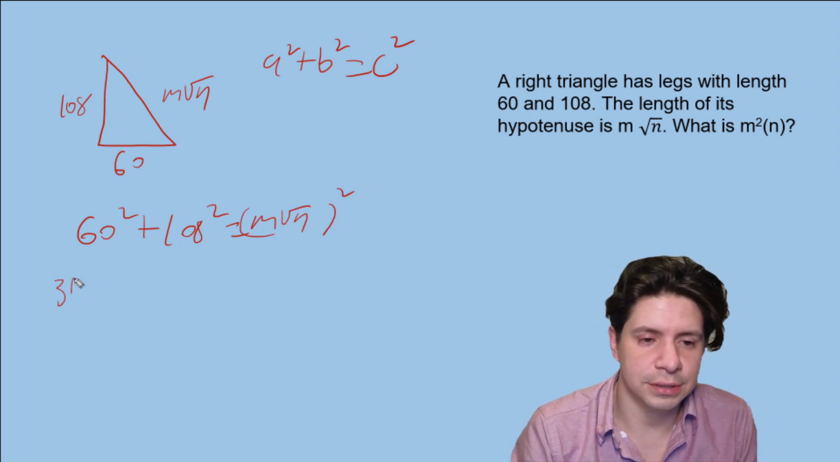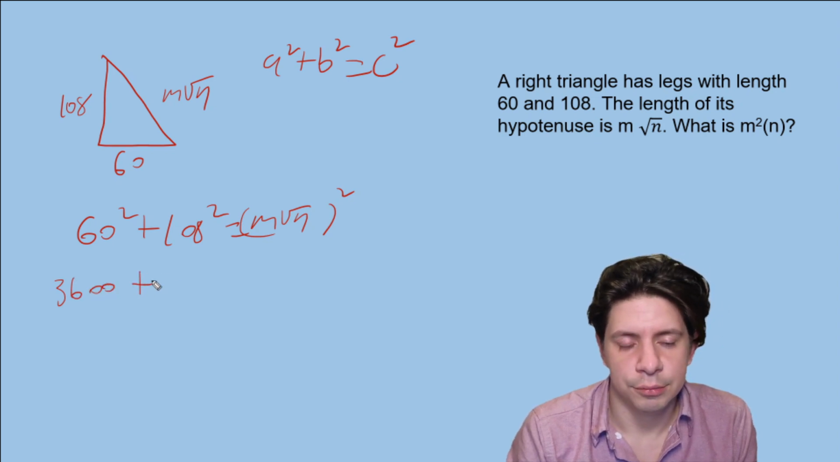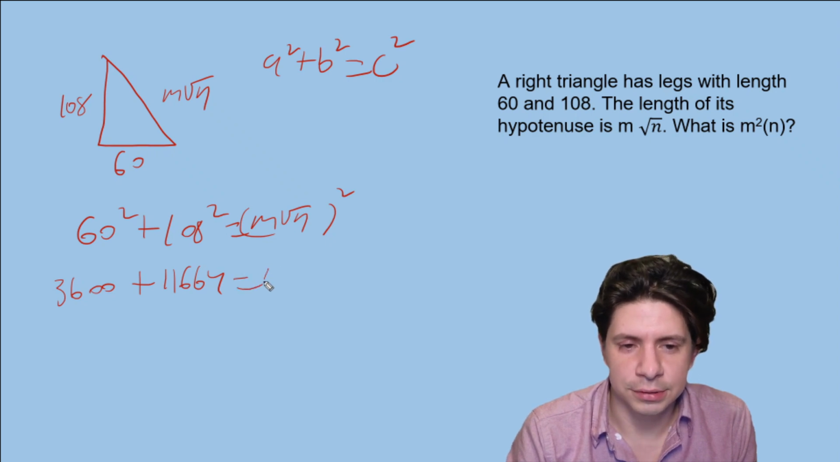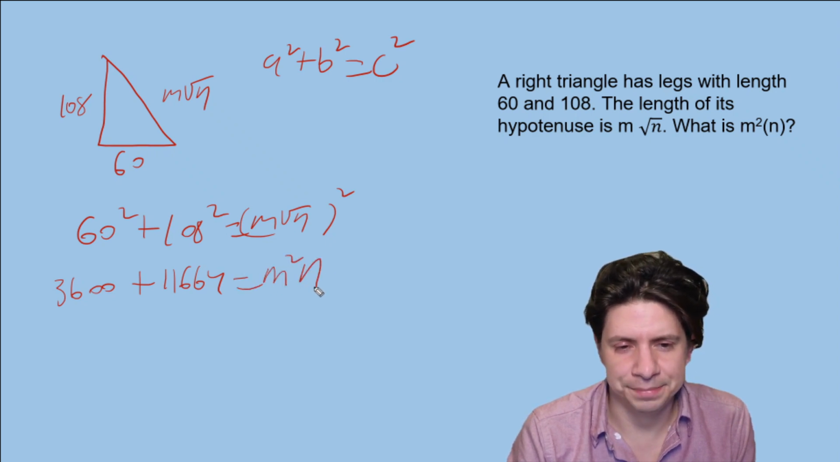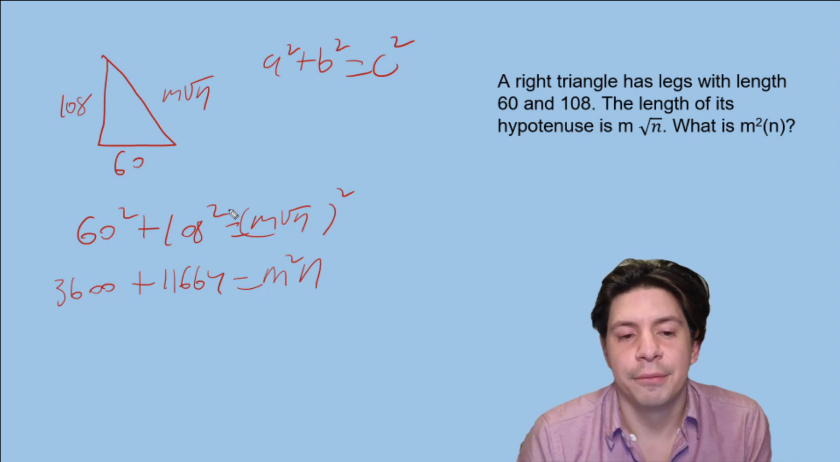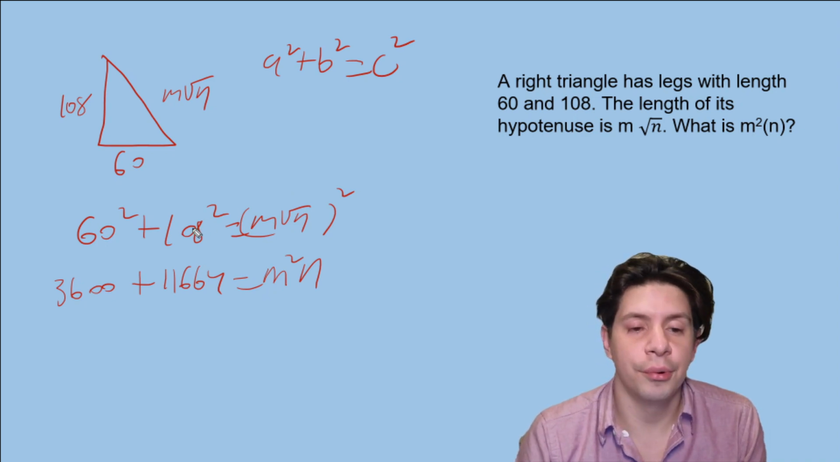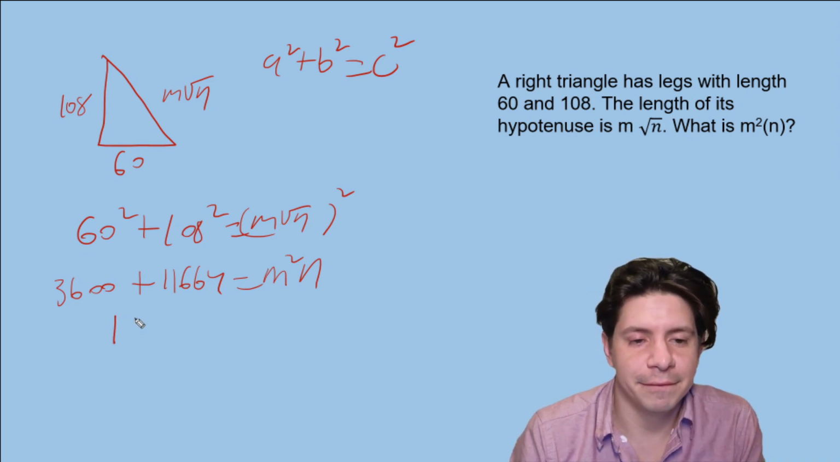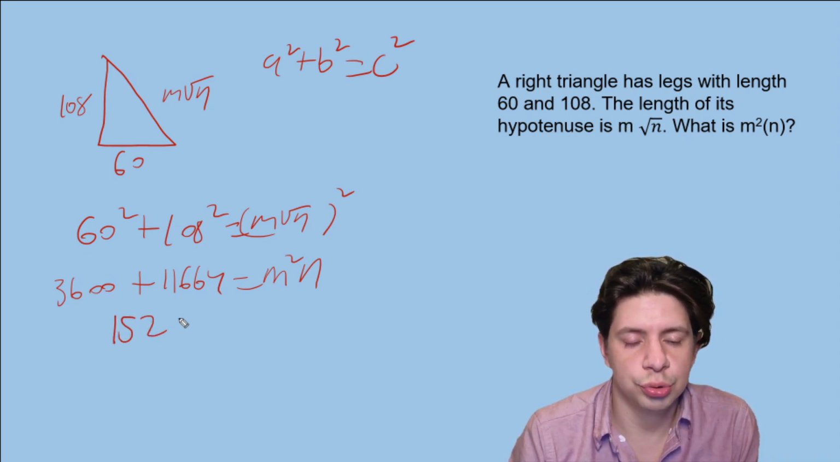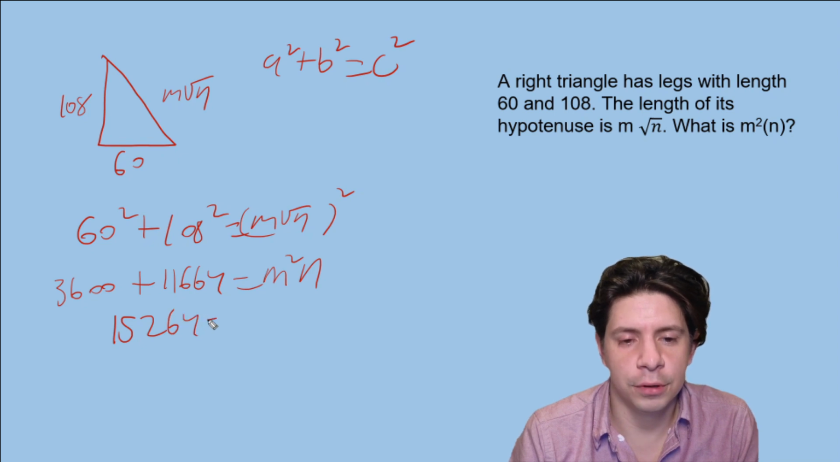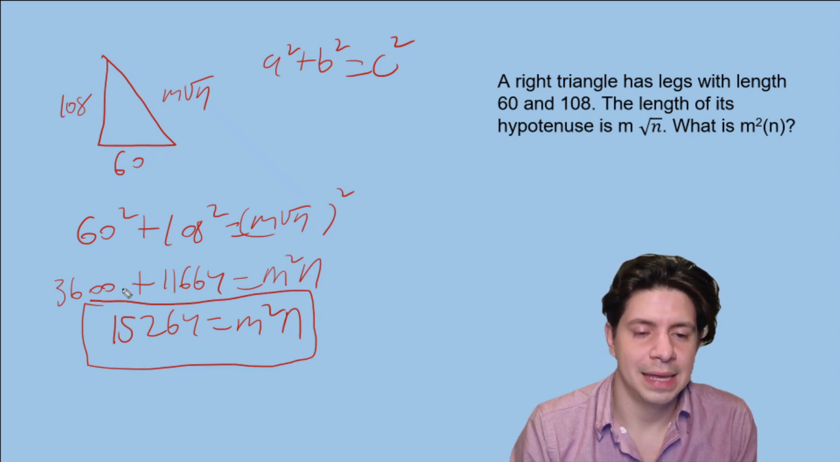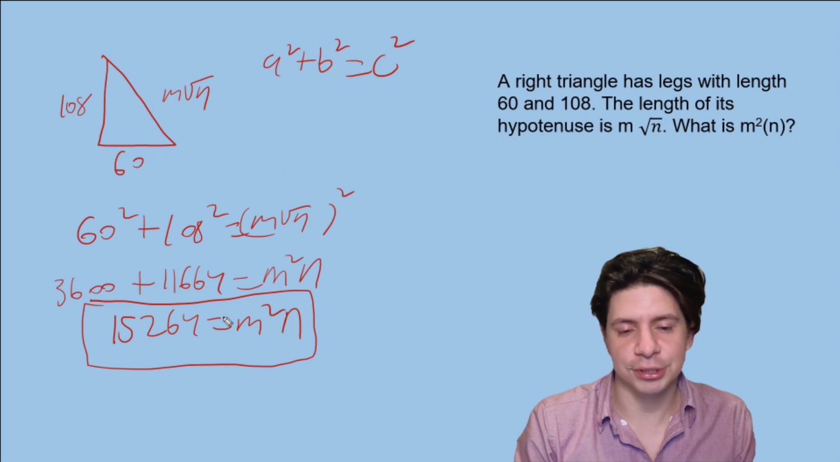The left side becomes 3600 plus 11,664 equals m squared n. And then from there, what's going to happen, right? We are going to add the left side. And look, we got what we wanted, m squared n. So it's going to be 15,264 equals m squared n. And that's our answer. If we wanted to find m root n, we would just square root that.